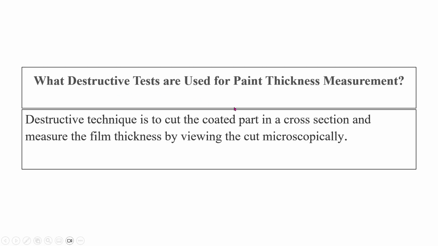Apart from this, we can measure the thickness by destructive testing also, by cutting the paint coating across and, in a cross section, measuring the film thickness by viewing it microscopically. So you have to remove some paint by knife and other tools, and do the thickness measurement microscopically. You will come to know the thickness of the paint. That is also one process, called the destructive method.